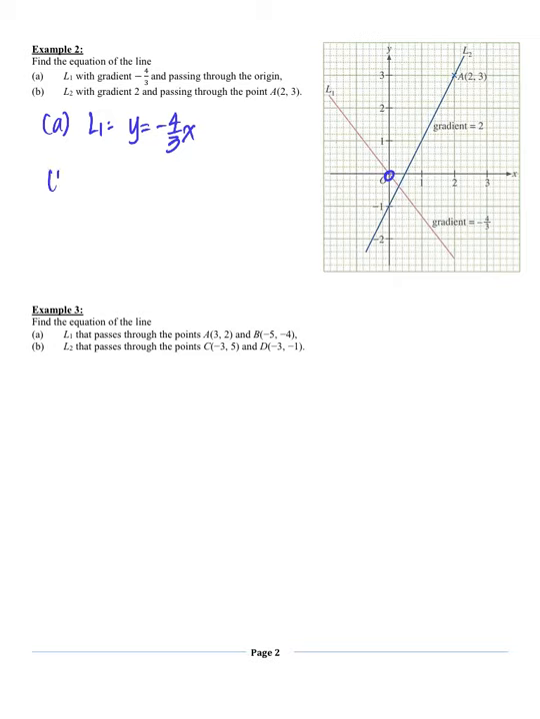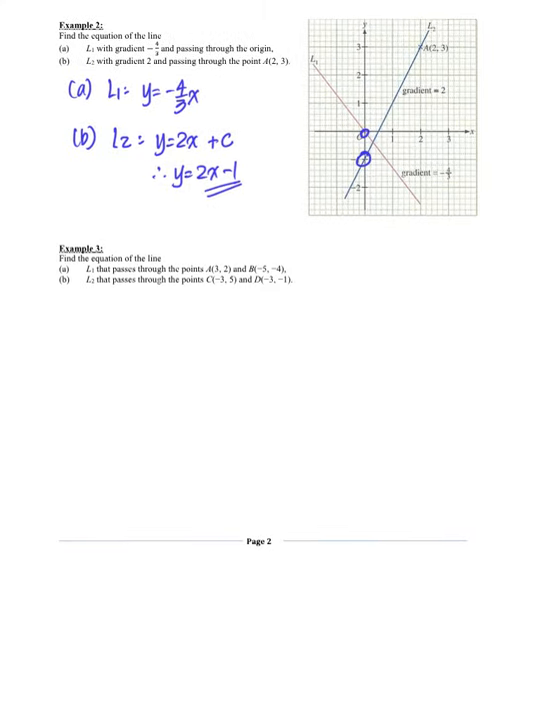Now part B, L2. Basically we are talking about the blue line. That means upward sloping, so the gradient is positive. So y equals 2x plus c. The y-intercept here is quite clear. The y-intercept here is negative 1. So therefore, it is y equals 2x minus 1. Now example 3.